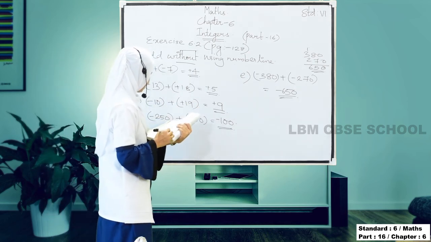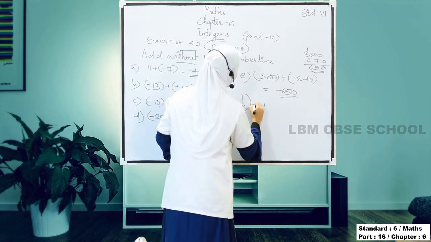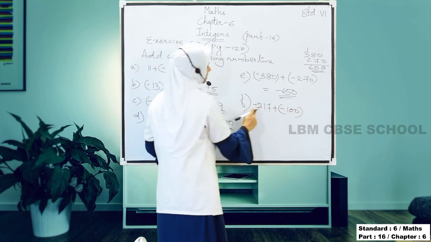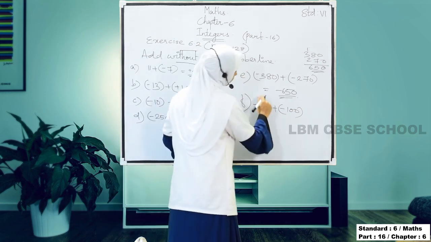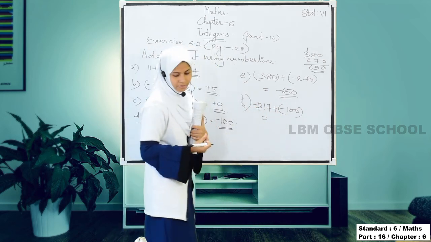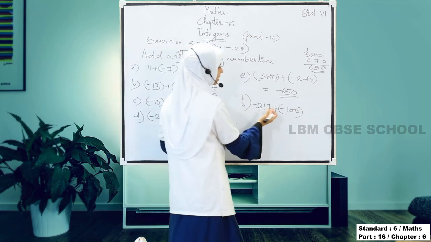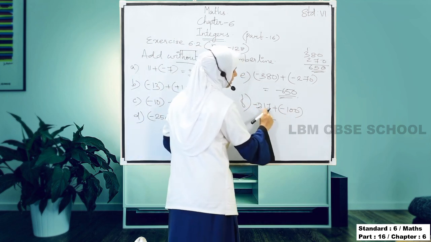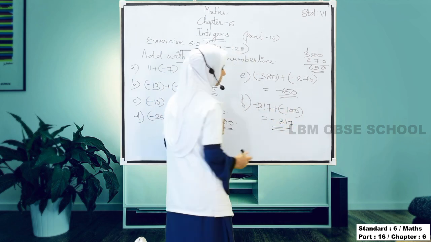Then next one, minus 217 plus minus 100. We have to add minus 217 and minus 100. Like the previous question, here also there are two negative numbers. So we have to add those two numbers and put the negative sign. So 217 plus 100, we know that it is 317, and put the negative sign.